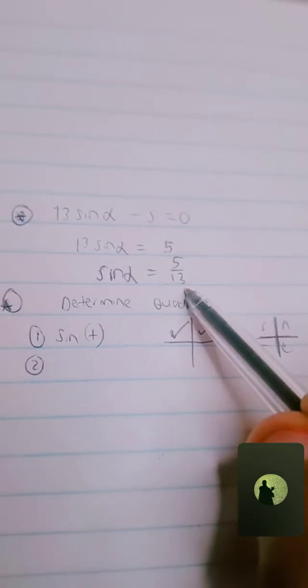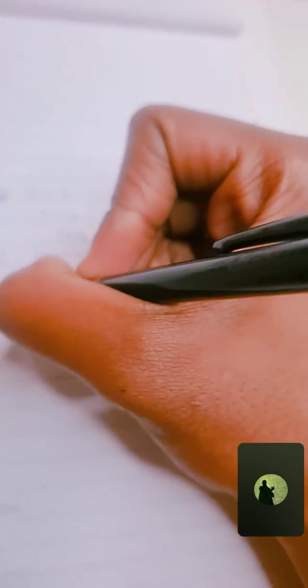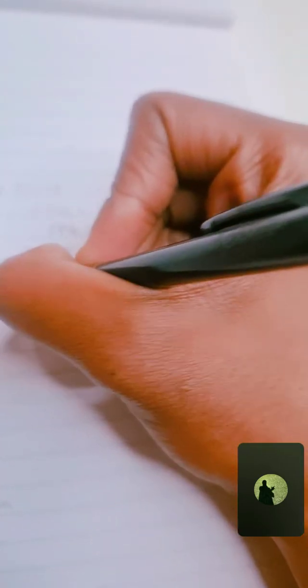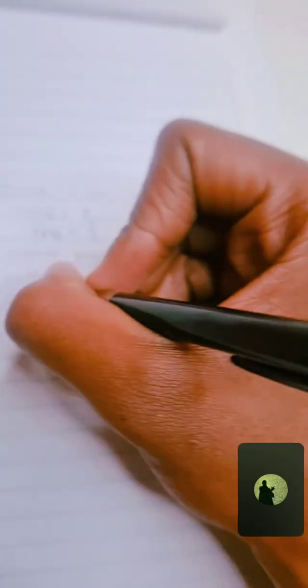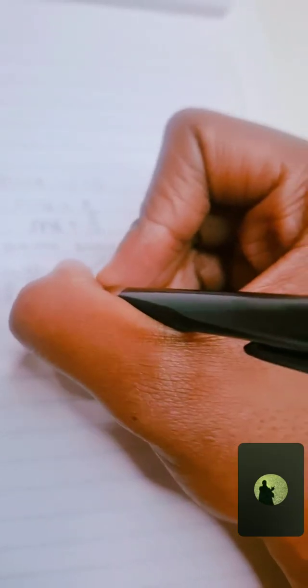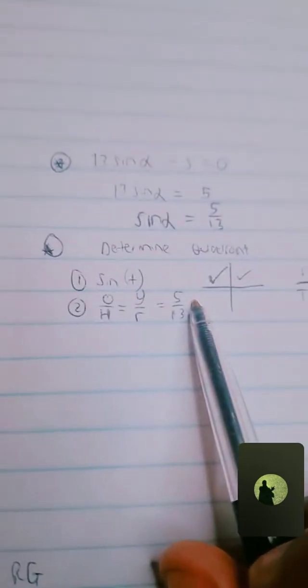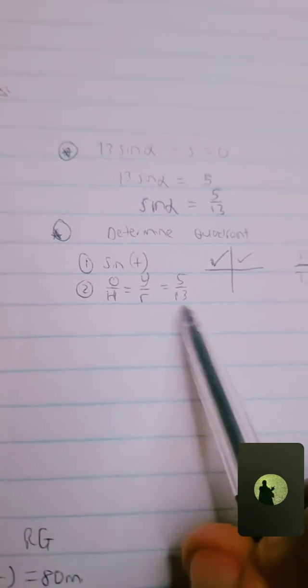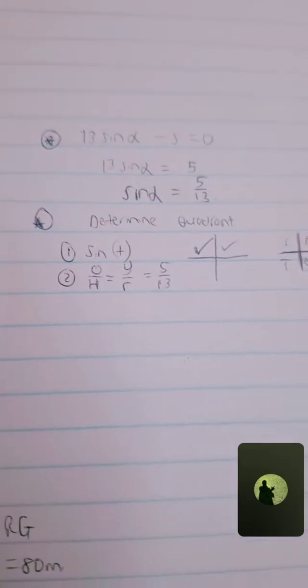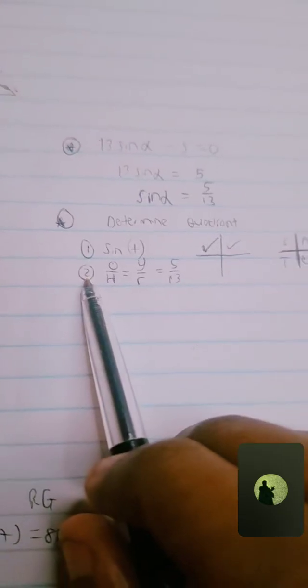The second thing we extract is the definition of sine as per 5 over 13. That is opposite over hypotenuse, which translates into y over r in the Cartesian plane, which is 5 over 13. So at the top means y is 5. At the bottom, r is 13. That's when we draw the diagram. So that helps us out a lot.